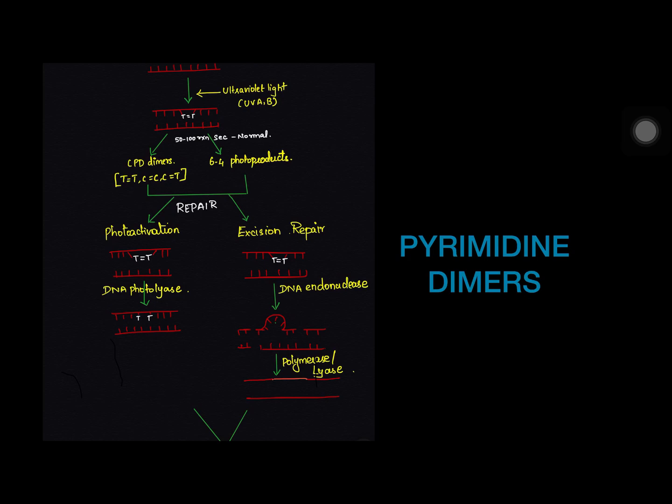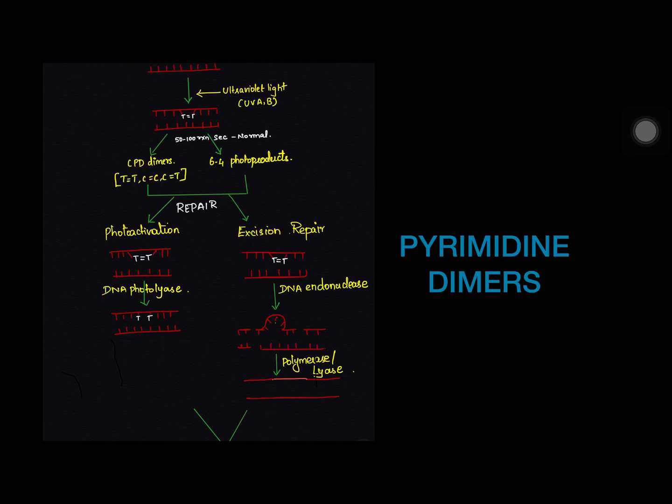Today we are going to see about pyrimidine dimer. It is a continuation of base excision repair. What are pyrimidine dimers? We know pyrimidines are cytosine and thymine. So a dimer is nothing but a double bond between two cytosines, or between two thymines, or between one cytosine and one thymine. It occurs due to ultraviolet ray exposure.